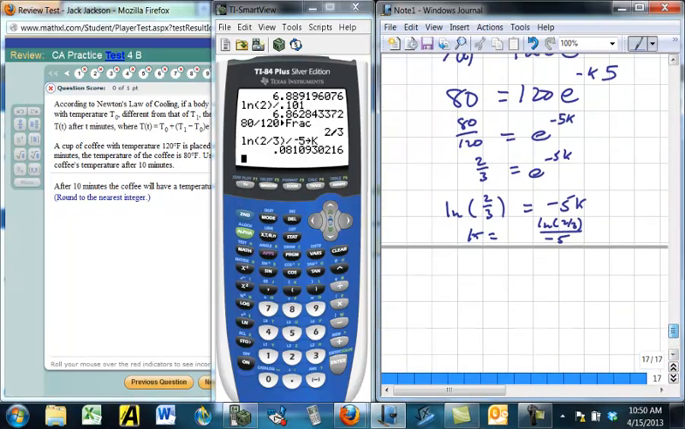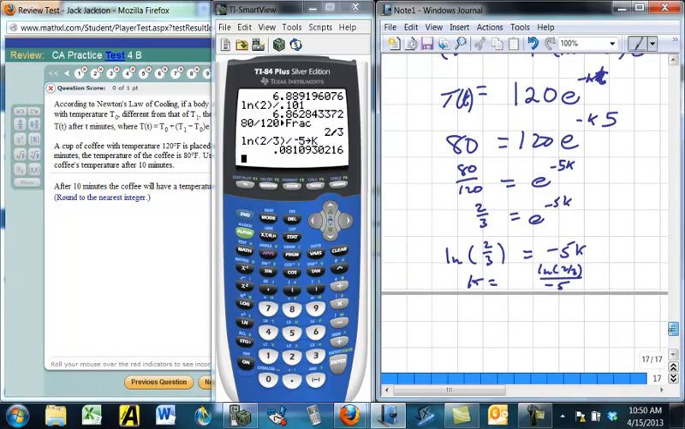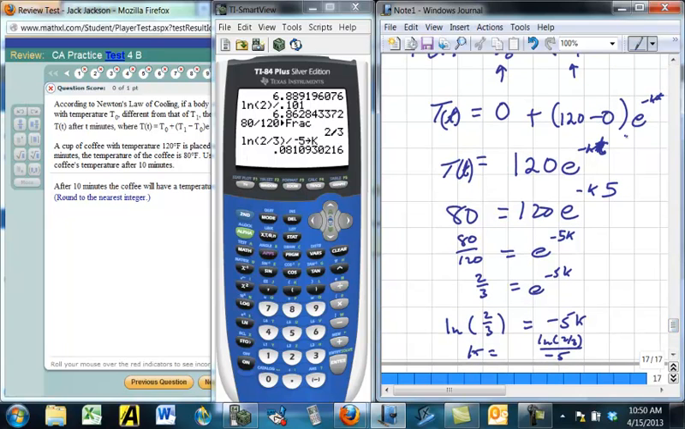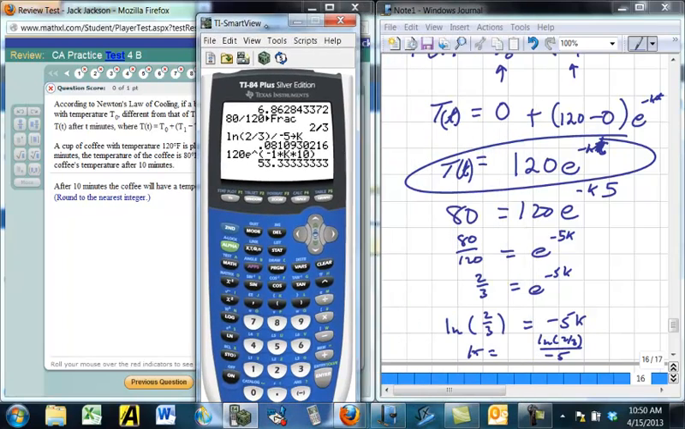Okay, so now our formula again is this. After 10 minutes, what will be the temperature of the coffee? Here's our formula with that value of k. So it's 120 e to the power negative 1 times k times the time, which is in minutes, and then this will give us our temperature in degrees Fahrenheit, about 53 degrees. Okay.